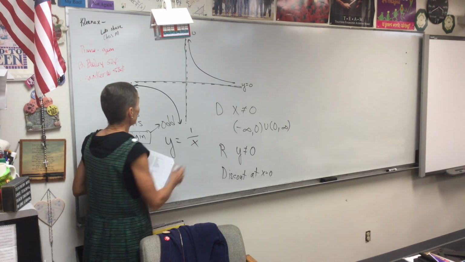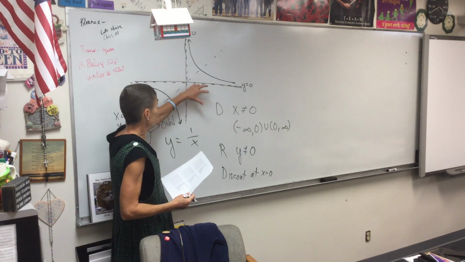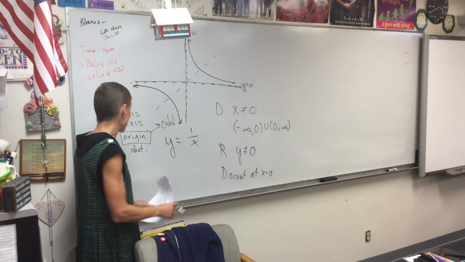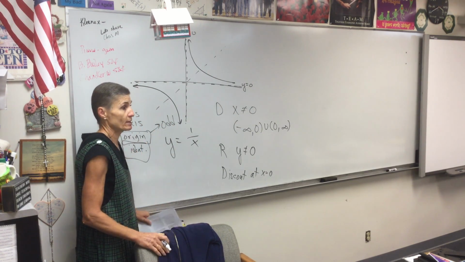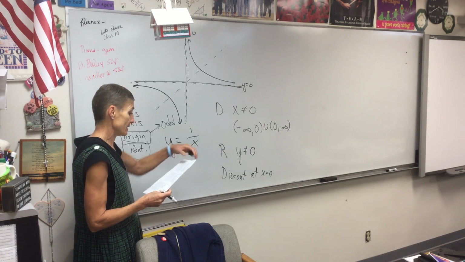So this is an example of an odd function. Does it have symmetry about the identity line? This is the identity line right here. If I folded my paper on the identity line, would the curve double back on itself? Yes. So this one has 2 symmetries. It's symmetric about the origin, and it's symmetric to the identity.